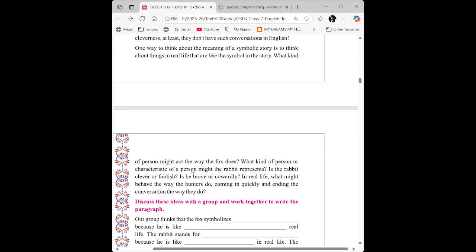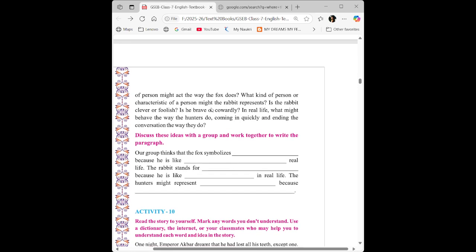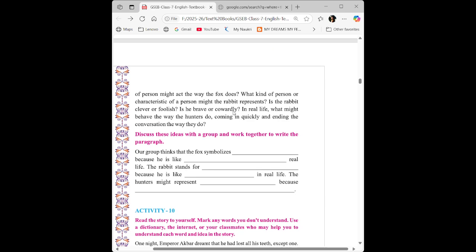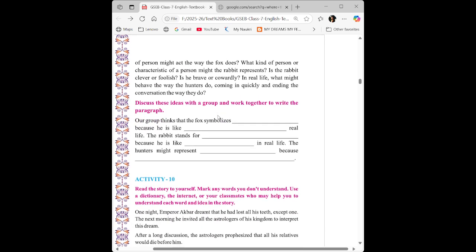So see, what kind of person might act the way a fox does? What kind of person or characteristic of a person might the rabbit represent? Okay. So is the rabbit clever or foolish? Now what do you think of the fox and the rabbit? Was the rabbit clever or was the fox clever? Right? Who was foolish out of them? And who was brave or who was cowardly?